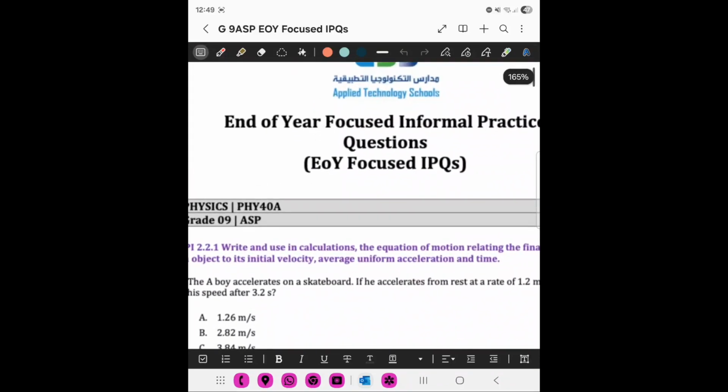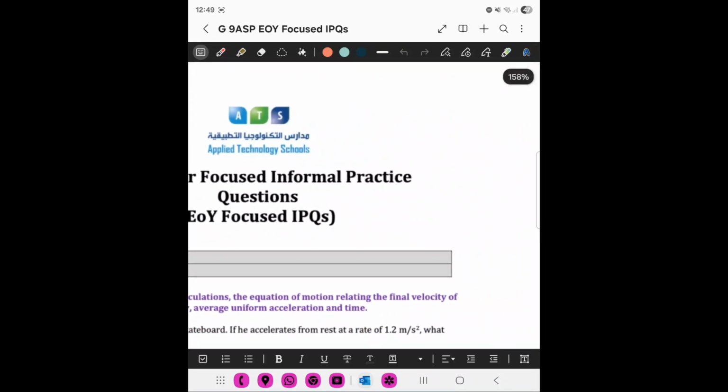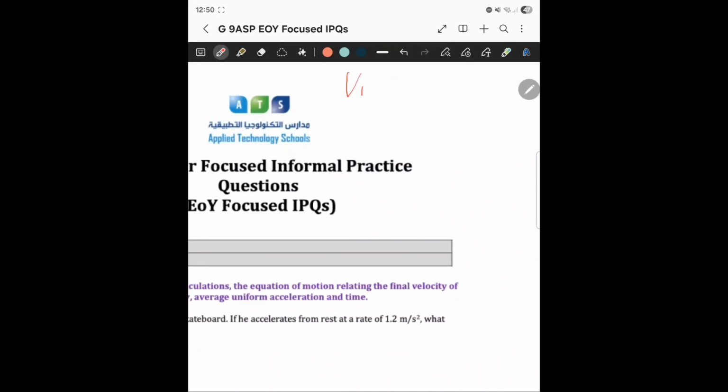Before we go on, there are 3 important equations of motion that we will need to use throughout this exam and these practice questions. The first one is V final equals V initial plus AT. The second one is V final squared equals V initial squared plus 2AX. And the third one that will be important is X equals VI multiplied by T plus a half AT squared.